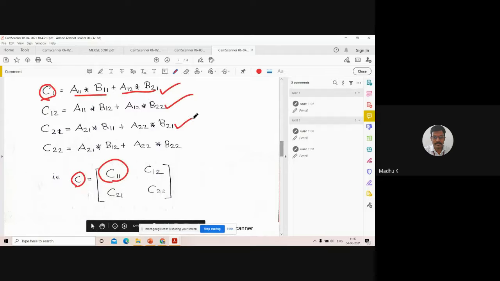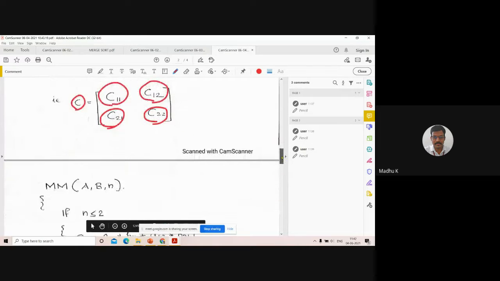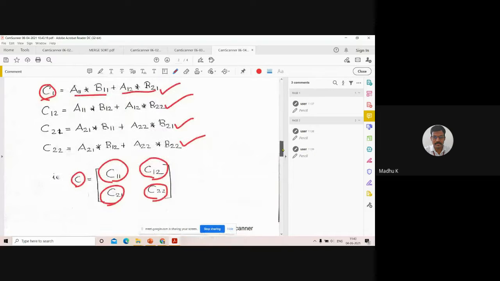C21 is obtained in this way. C22 is obtained in this way. Then we will get these elements. So this will be the multiplied matrix C.